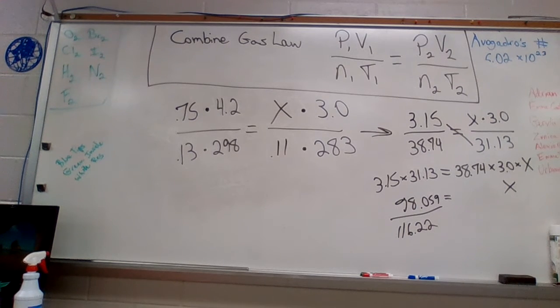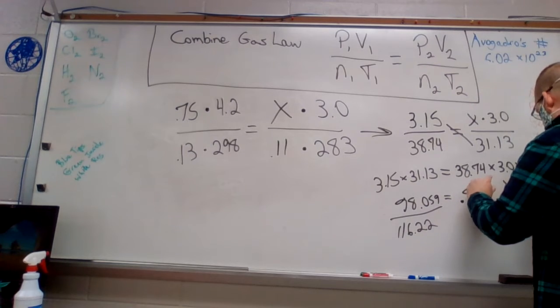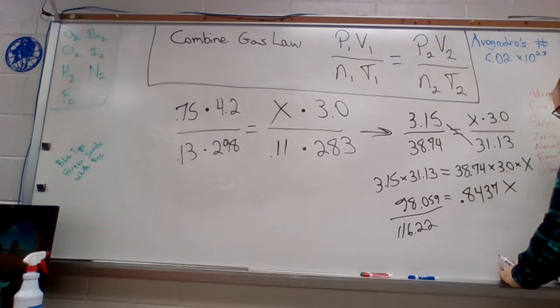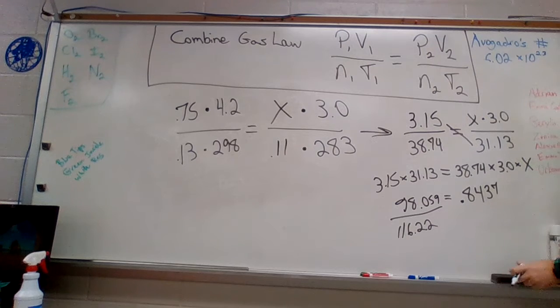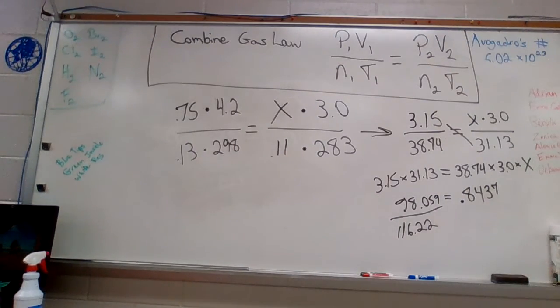98.059 divided by 116.22. And I got 0.8437 is equal to x. So let's see if I did that right or completely wrong and what Sapling says about that. But I think we got it right.